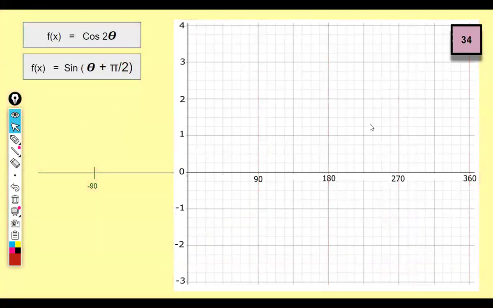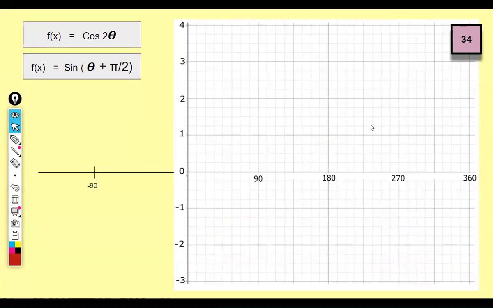All right, so we're doing the one on top first. The one on top is cosine 2 theta. What type of question is that? Is it an Albert, Billy, Carl, or Dora question?